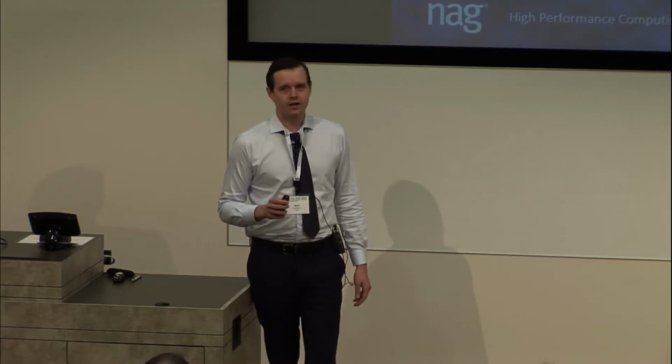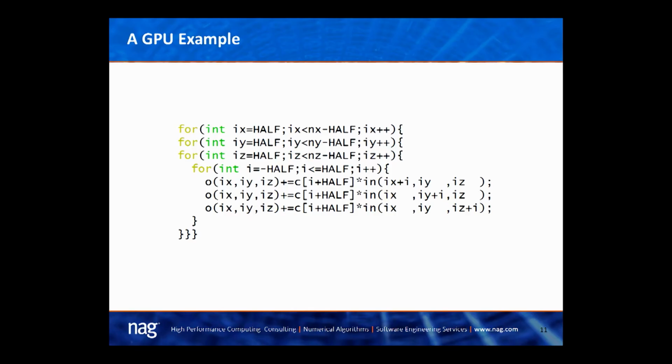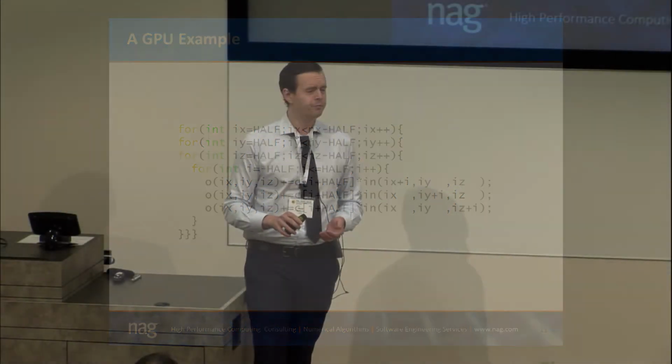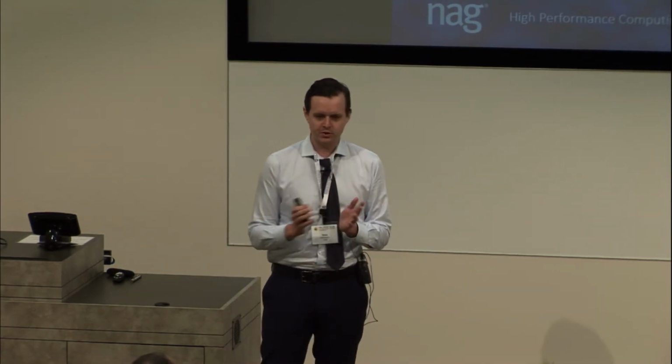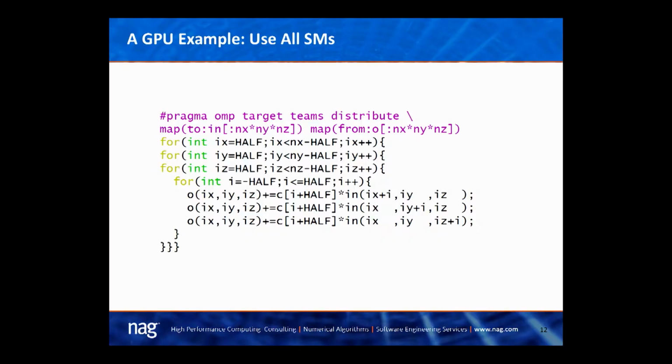OK, now how do I translate this to GPU? OpenMP offers offloading, which was mentioned in the previous talk. And the way it targets GPUs is a little different. I can't just use OpenMP SIMD and parallel for. I have to use something called teams. And teams are the way in OpenMP that I will target all the SMs of the GPU. So I haven't used all the floating point cores yet. This just hits all 56 SMs of a P100 in this case.